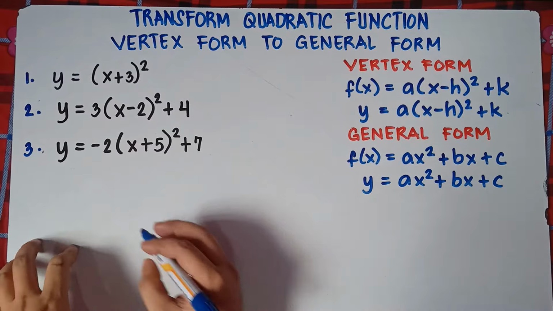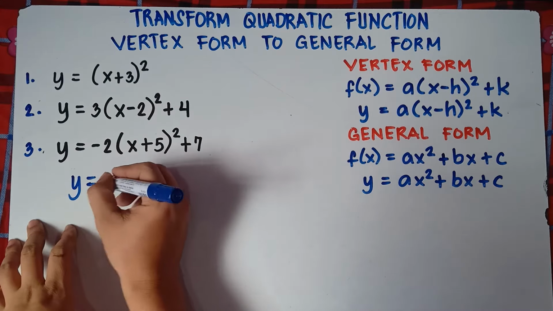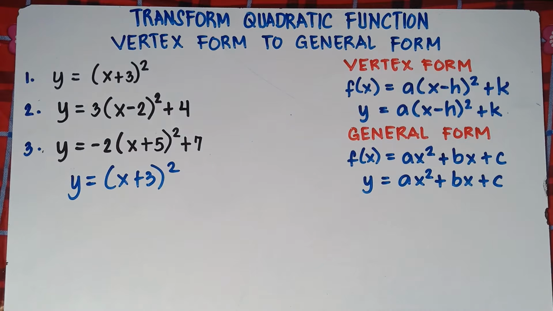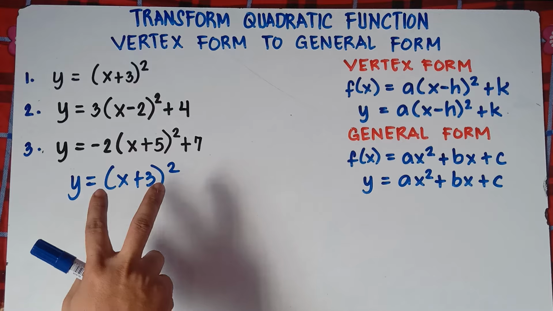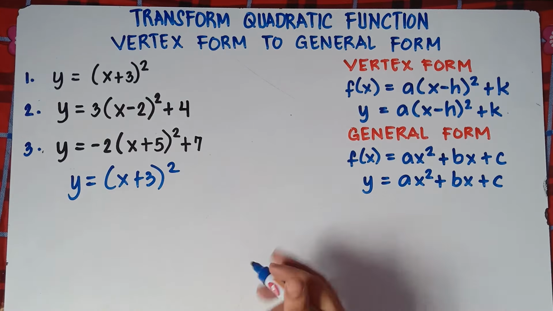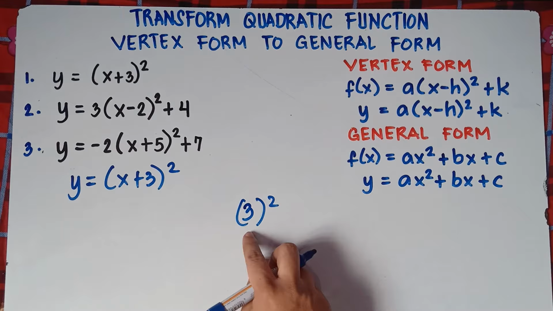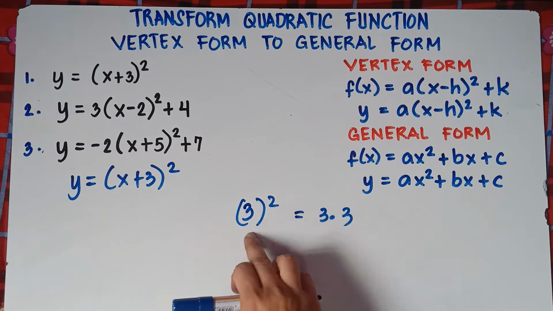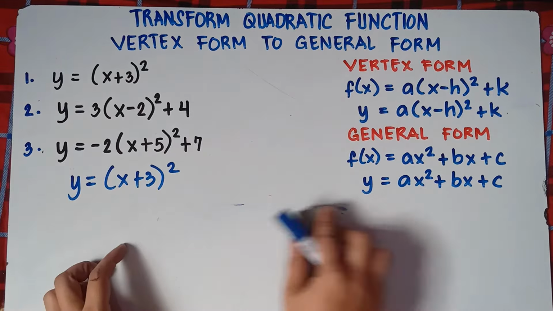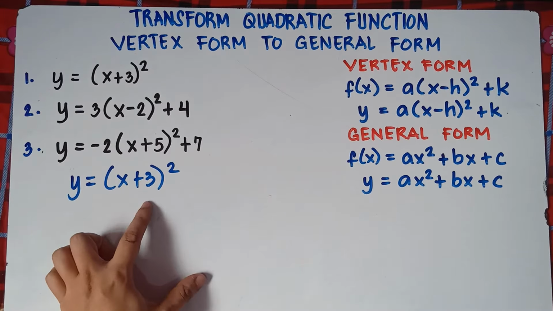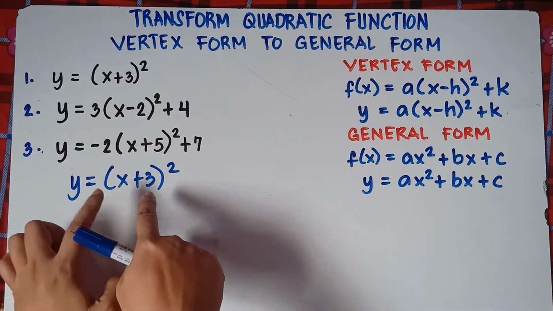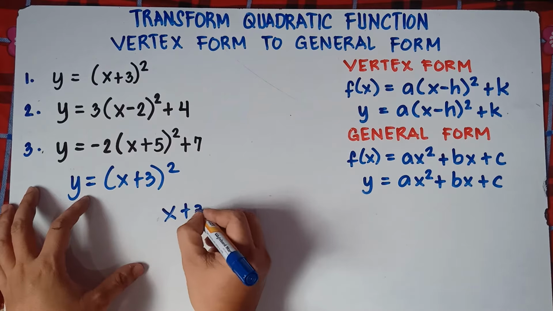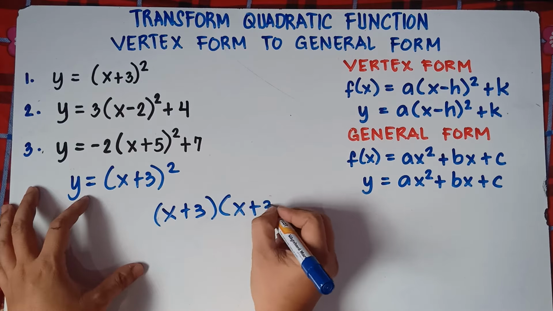So let's start with number 1. Let me copy the equation: y equals quantity x plus 3, squared. Class, if you have this squared, it means that you multiply this expression by itself twice. If you have 3 squared, it doesn't mean 3 times 2, it means 3 times 3. Now this binomial has two terms, x plus 3. Therefore, x plus 3 quantity squared means x plus 3 multiplied by x plus 3.